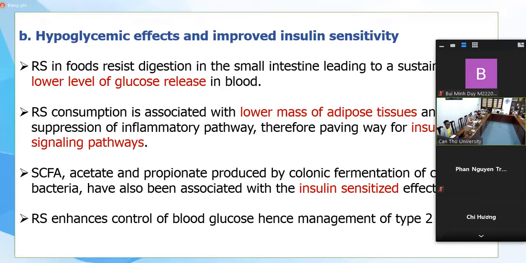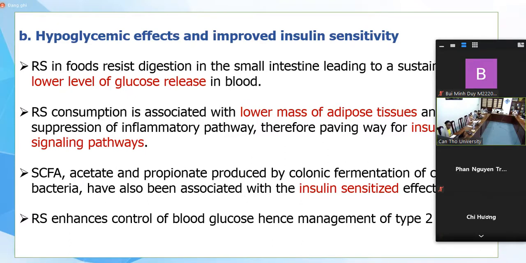Then resistant starch consumption is associated with lower mass of adipose tissue, because now it takes a longer time for the food to be converted to glucose. Therefore, it cannot be stored as glycogen and later fat very easily. It takes a very long time for your body to use it.